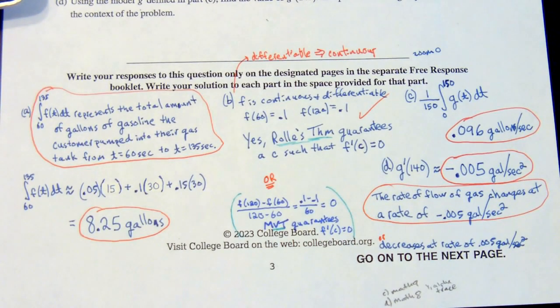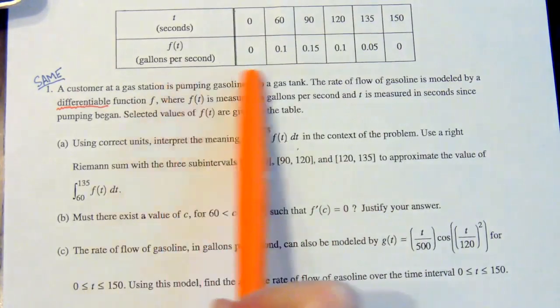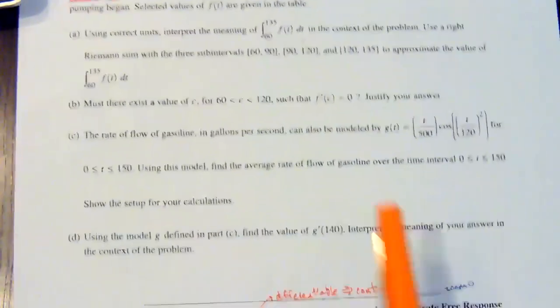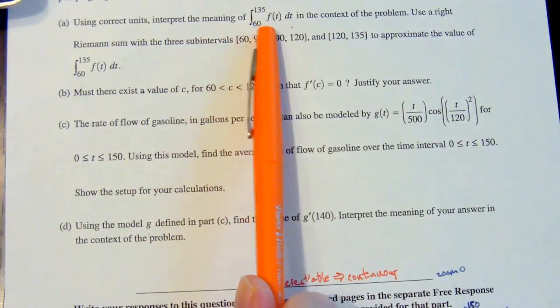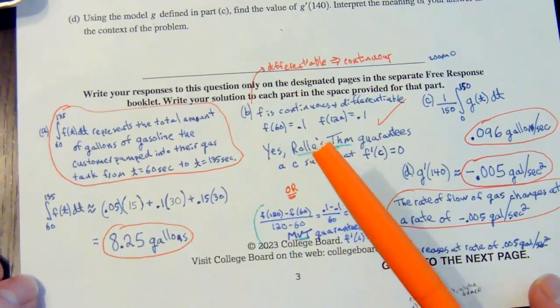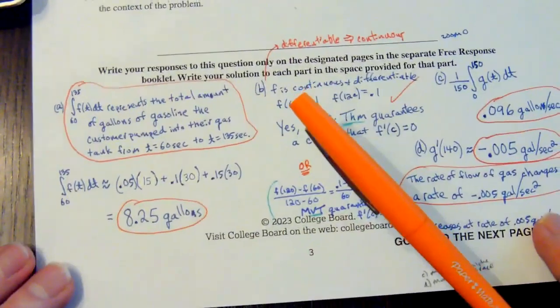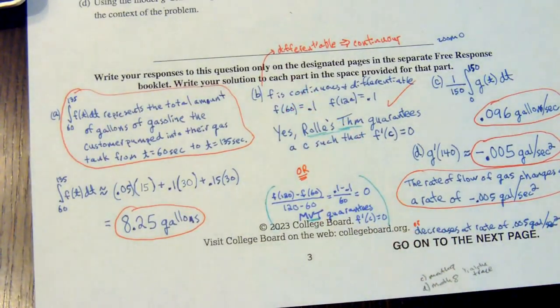Here, a person is pumping gas into their gas tank, and the chart that they give us is in gallons per second, like how fast the gasoline is going into the gas tank right there. So we need to explain the meaning of this integral and use a right Riemann sum for part A. So the chart is in gallons per second. So when you integrate gallons per second, you're going to get gallons.